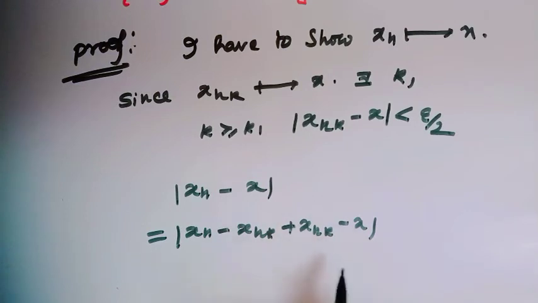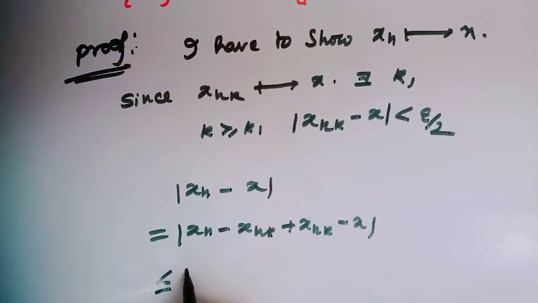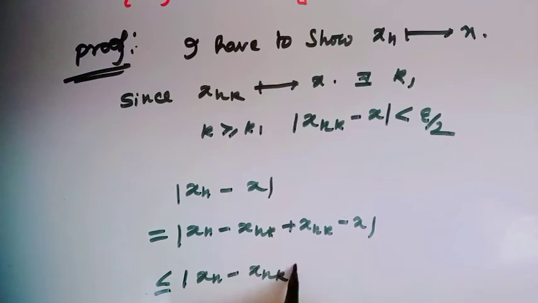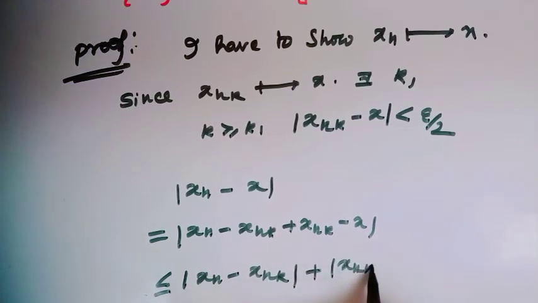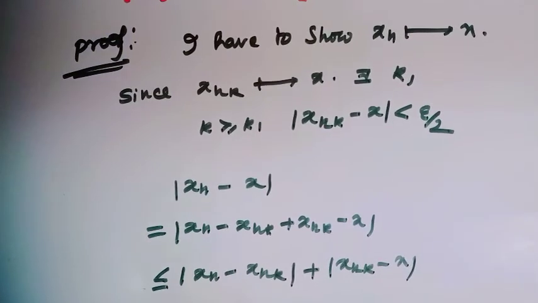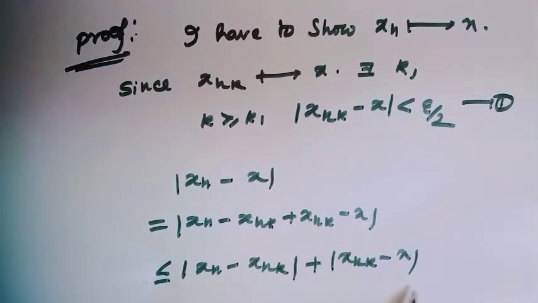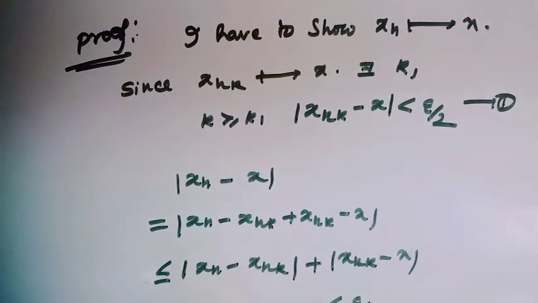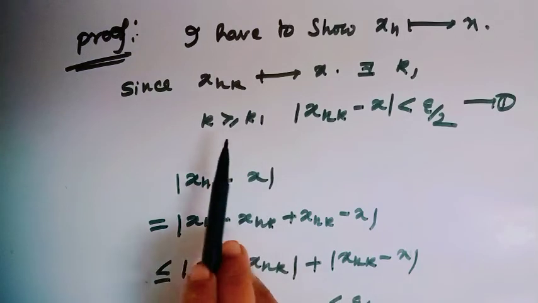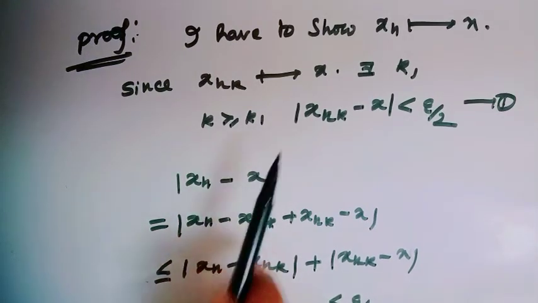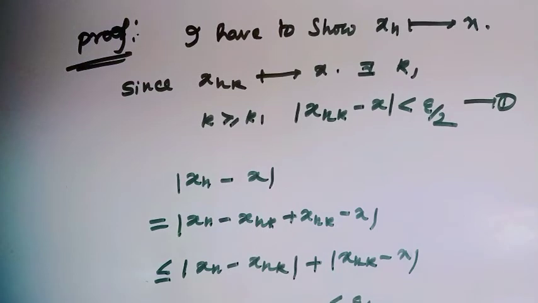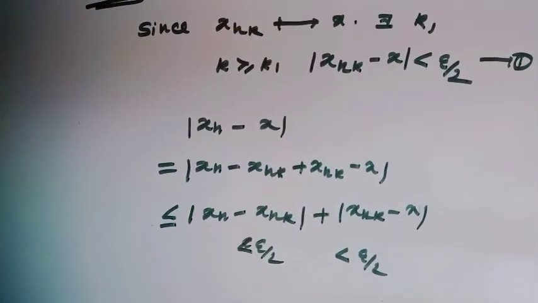Okay? By the triangle inequality, we all know this is at most xn minus xnk plus xnk minus x. And from 1, this term is always less than epsilon over 2, for all k greater than or equal to k1. Okay? Now, I want to make this term less than epsilon over 2. Then our proof will be done. Okay?